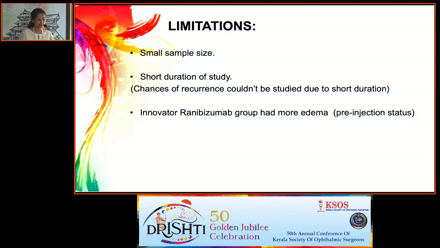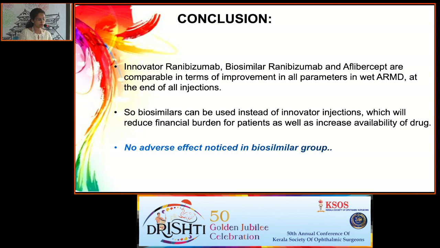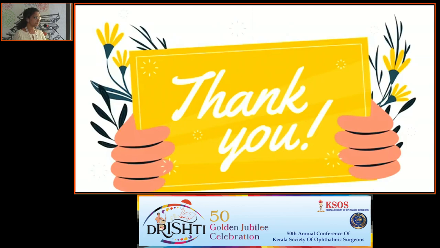Conclusion: innovator ranibizumab, biosimilar ranibizumab, and aflibercept were comparable in terms of improvement of vision and foveal thickness and all parameters at the end of all injections. So biosimilar can be used instead of innovator injections with reduced financial burden to the patients and also increase the availability of drugs. And no adverse effects were noticed in the biosimilar group in our study. Thank you.